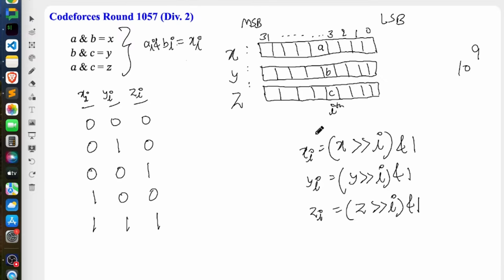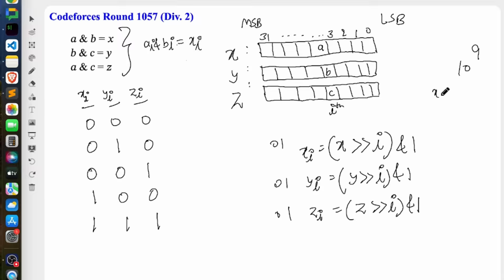So first I will find the ith bit of all x, y, and z. So to find the ith bit of x, we do it the standard way: x right shift i and 1, right? So this will give you the ith bit of x. Similarly, y right shift i and 1 will give you the ith bit of y. And similarly, z right shift i and 1 will give you the ith bit of z, right? So this way we will get xi, yi, and zi. So we know that this could be 0 or 1, this could be 0 or 1, this could be 0 or 1, right? So there are a total of 8 possible combinations, right?